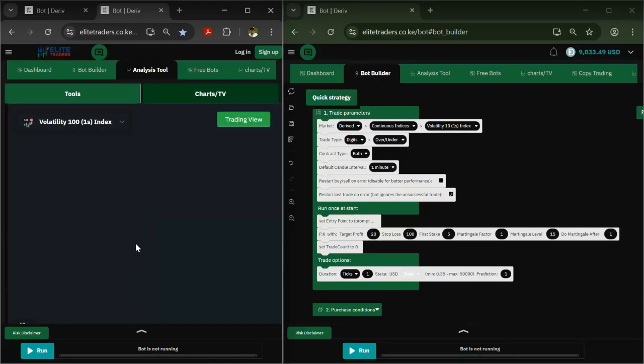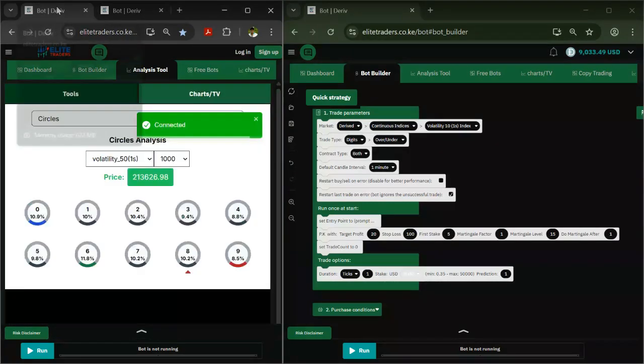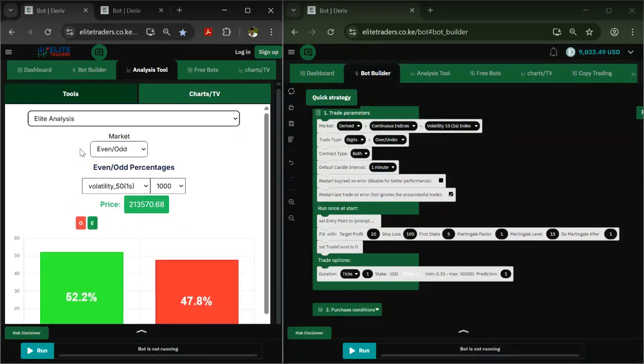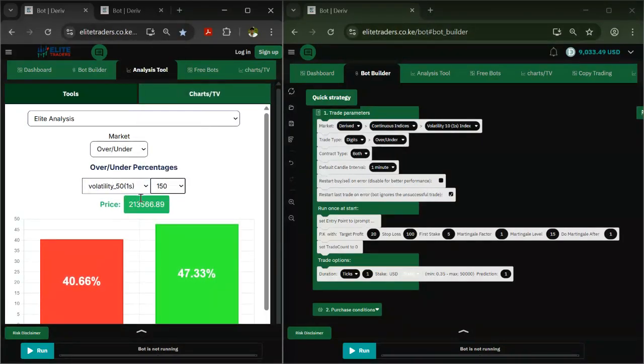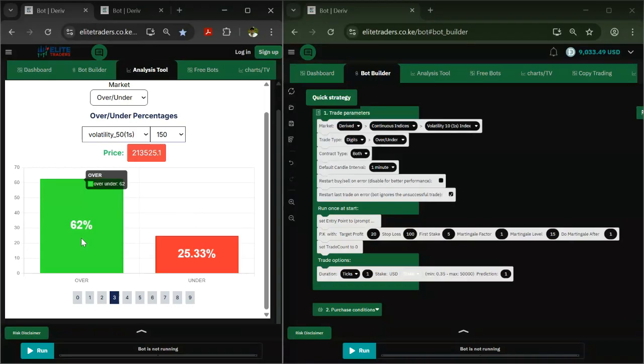So just click analysis tool, then you have the chart. Now we have this part where we can use the candlestick to confirm the market. So let me go here. Just click the circles and go to the right analysis. Then over unders, switch this to 150. I want us to get a market over 3 markets. So just click 3 like that. And this is over 3 markets. So over 3 market is a 40-60 chance market. So any market that you trade should be 65% and above.